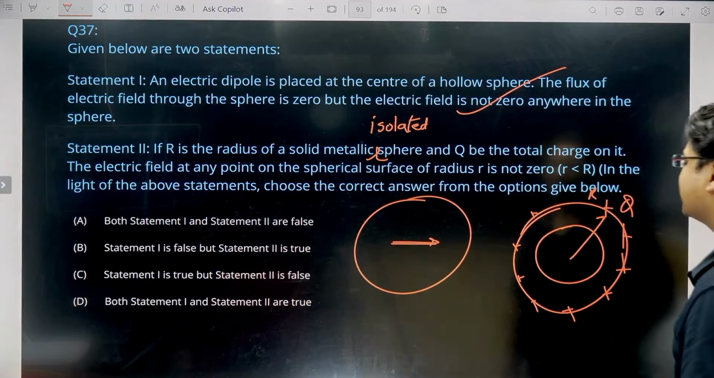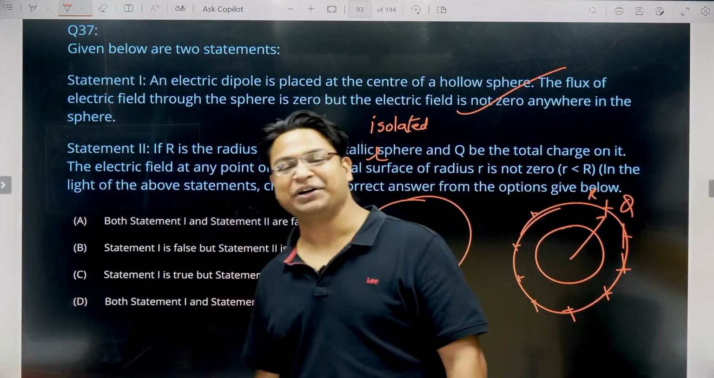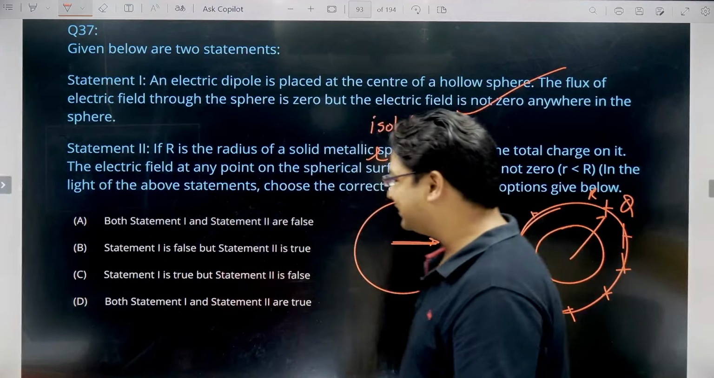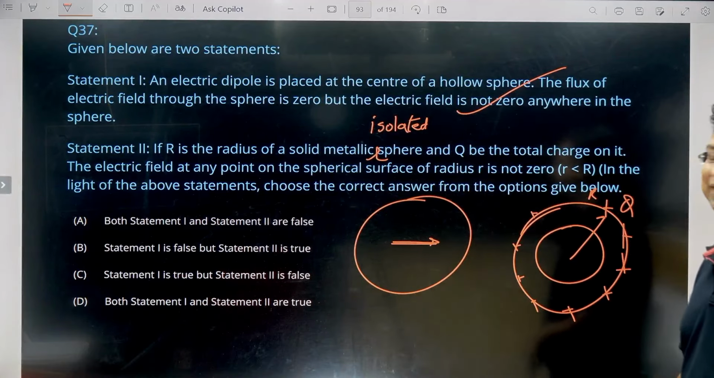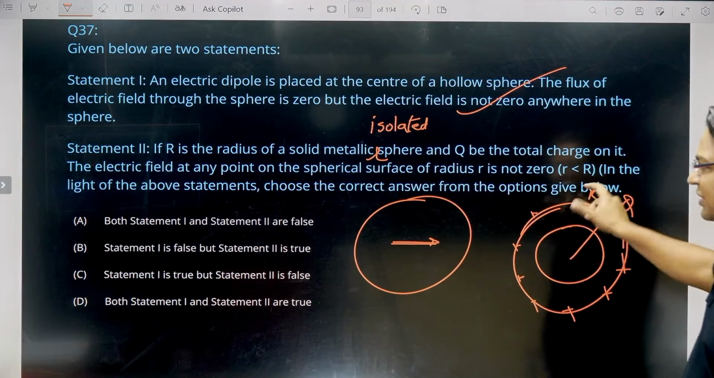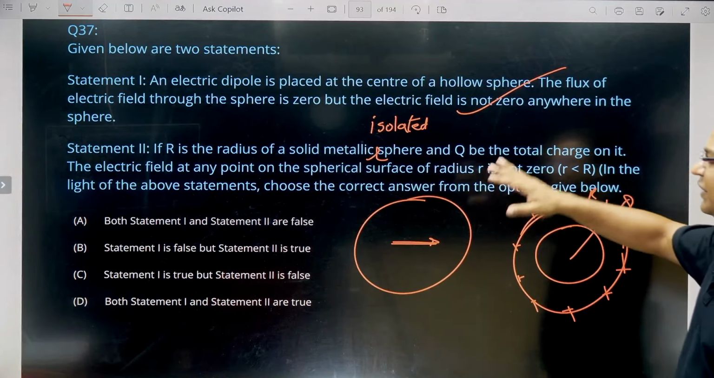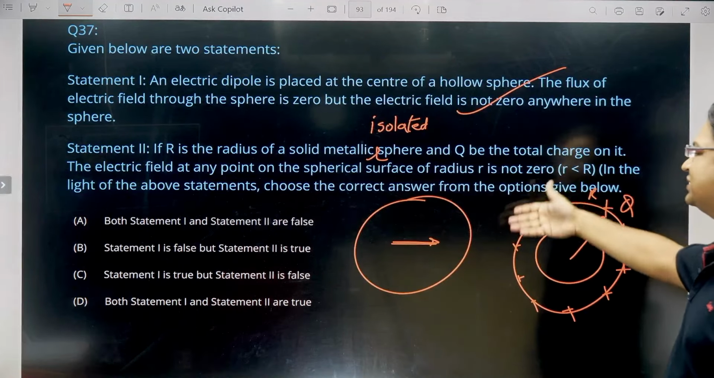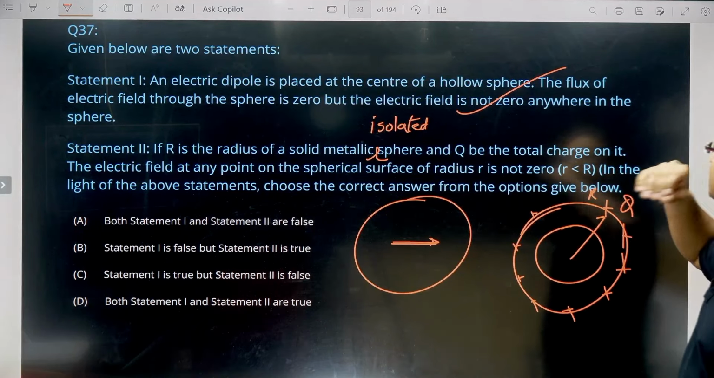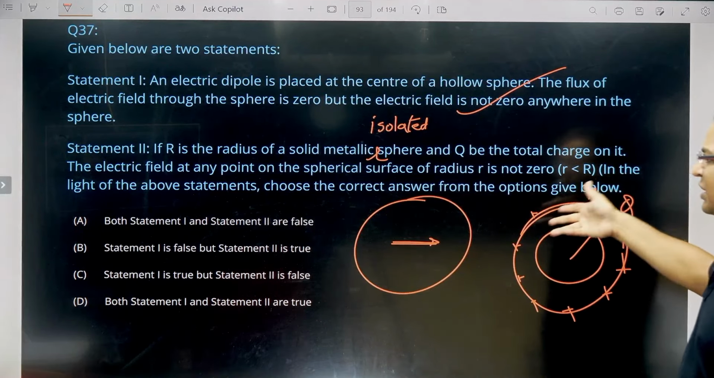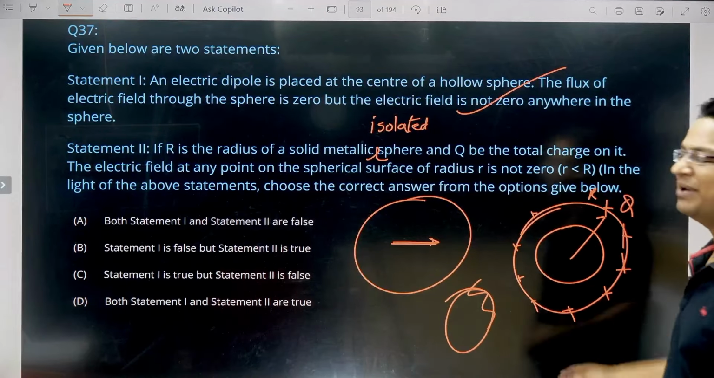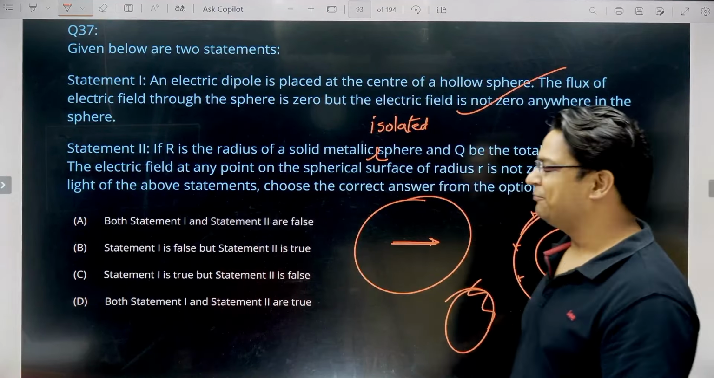Here the question misses a very important point. The statements written here don't say that the two surfaces are concentric. So nothing has been said about the position of this other surface. The first part talks about the outer surface and the charge it carries, and then the electric field at any point on the spherical surface of radius r, where r is less than R. For the question to make sense, it needs to be imagined inside only. Otherwise, the question becomes senseless.